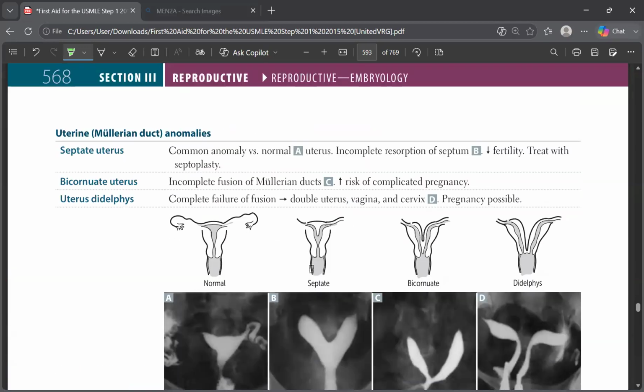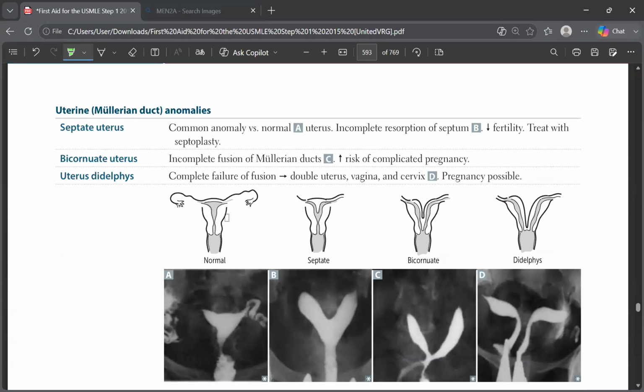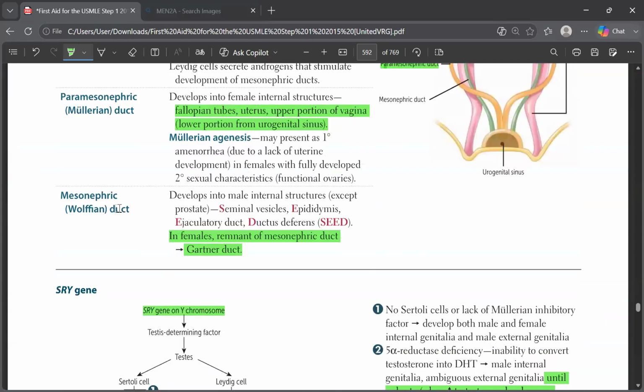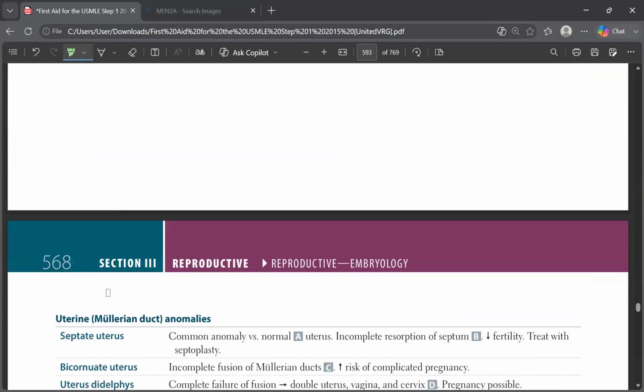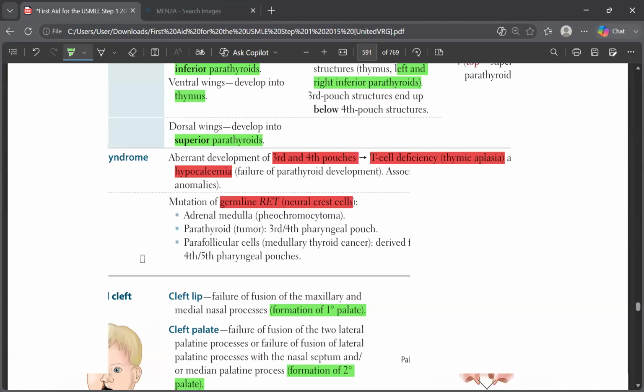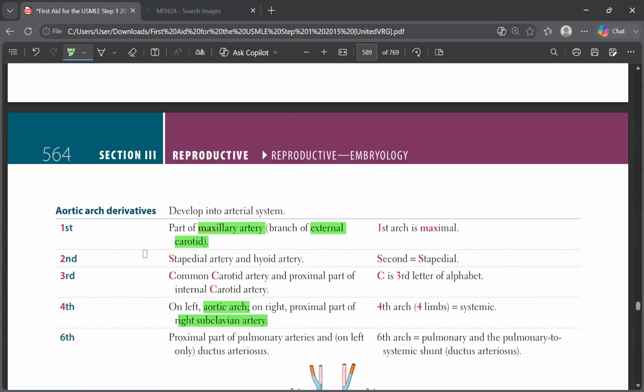Now we have to discuss some uterine or Mullerian duct anomalies. It is also called the paramesonephric duct, and we have just studied that Mullerian agenesis can cause amenorrhea with fully developed secondary sexual characteristics. We also discussed this in our teratogens.